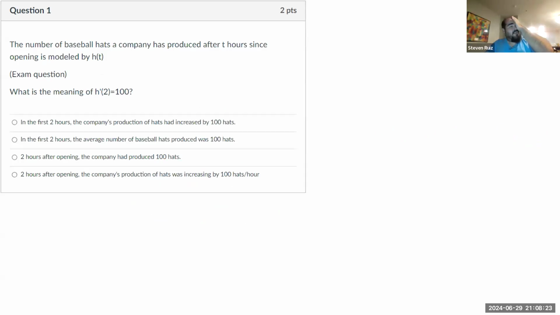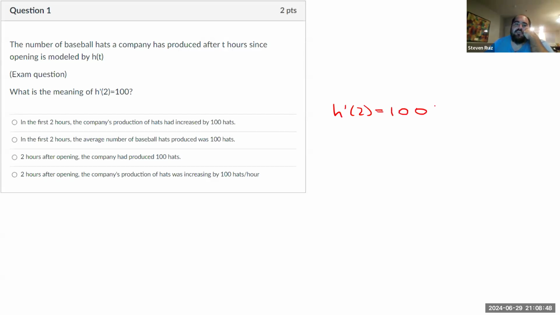Okay, so now we're moving on to part 2 of the exam. So question 1, the number of baseball hats a company has produced after T hours since opening is modeled by H of T. So H of T stands for the number of hats they've produced. T is the number of hours they've been open. So we are asked about H prime of 2.